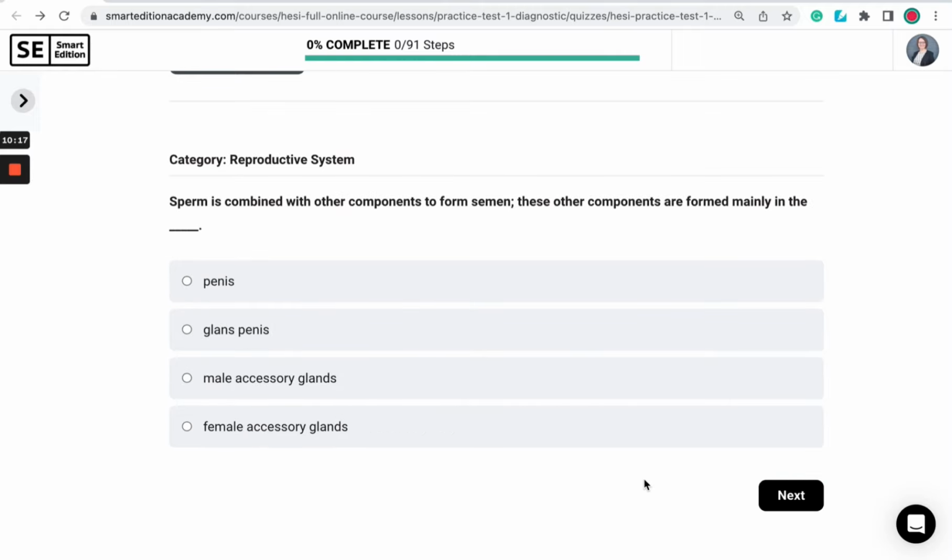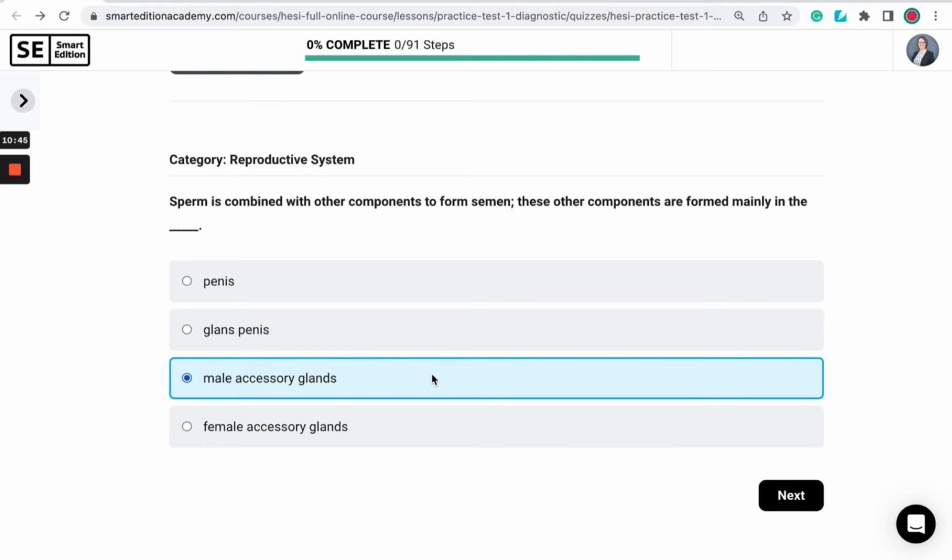Sperm is combined with other components to form semen. These other components are formed mainly in which of the following? The penis, the glans penis, the male accessory glands, or the female accessory glands. So the correct answer here is your male accessory glands.